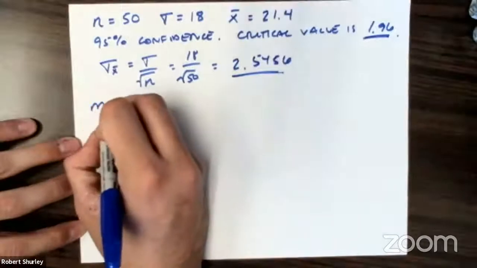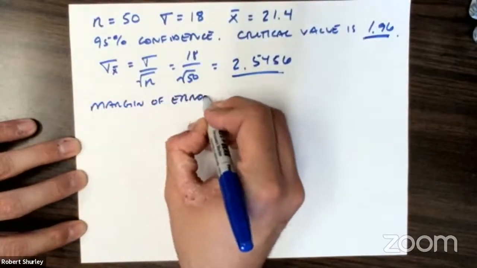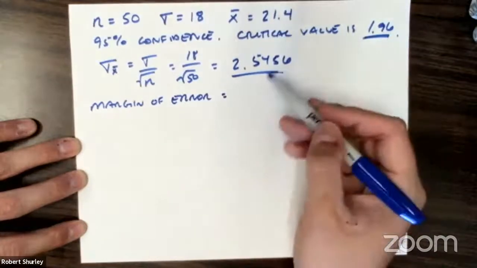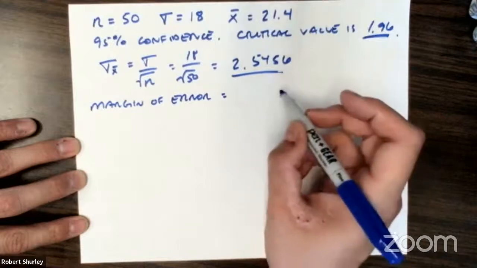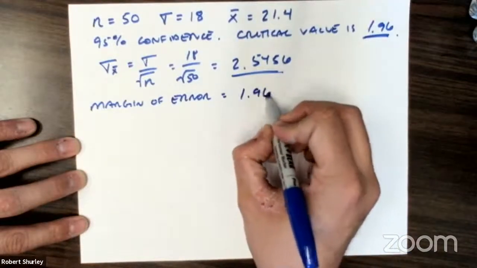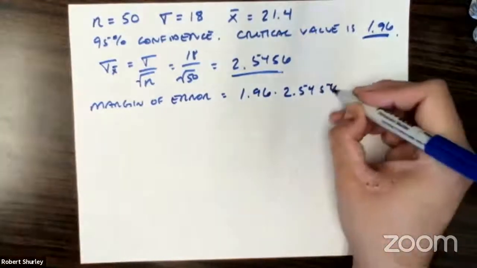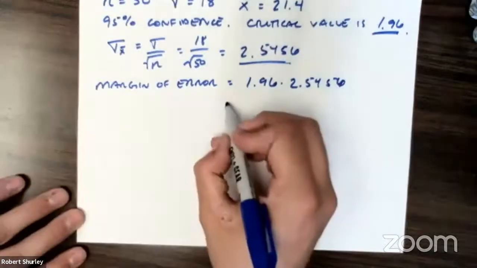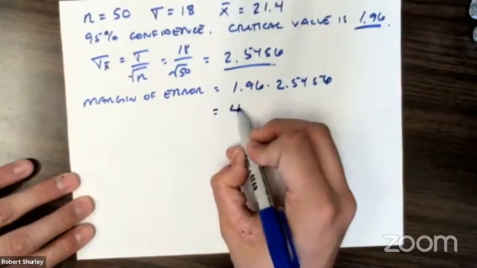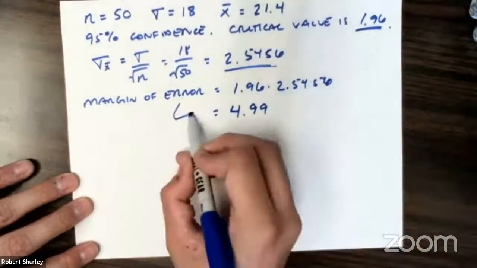Now we're going to need that, and we're going to need the critical value to get the margin of error, right? So the margin of error, you just multiply those two together. 1.96 times 2.5456. Let's do two decimal places: 4.99 for my margin of error.